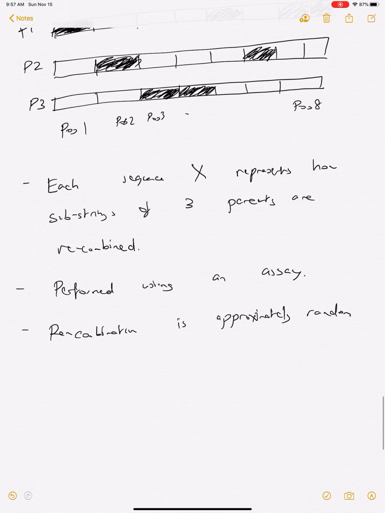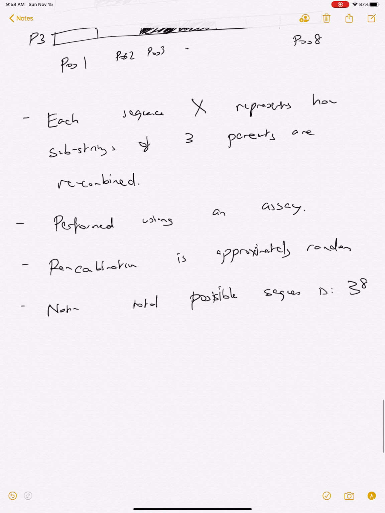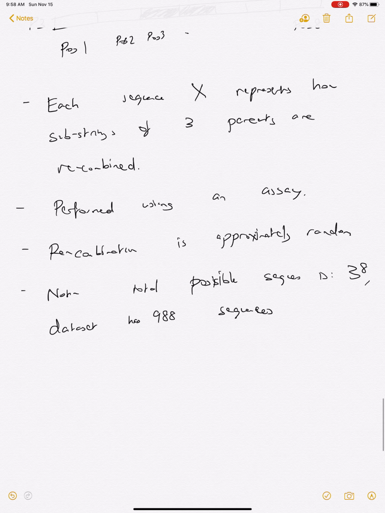And then, note that the total possible sequences is 3 to the 8. The data set has 988 sequences. 3 to the 8 is about 5,000 roughly. So we have about a fifth of the total number of sequences, and that just gives you an idea of what that represents.